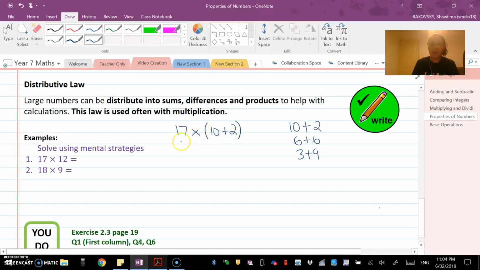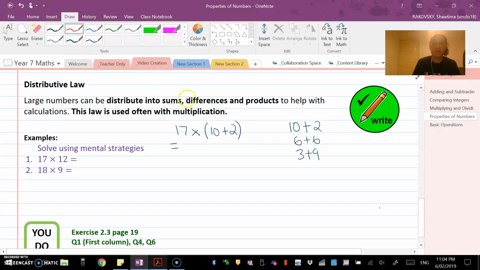And then that way, what you're saying is that is 17 multiplied by 10 plus 2. So we'll talk about order of operations because you would do that in your brackets. That would make 12. Then it would be multiplied by 17. So now you can actually do the 17 times 10, 17 times 2, and then add them together, and you're still going to get the same answer.